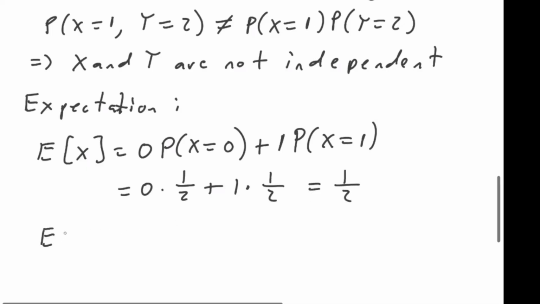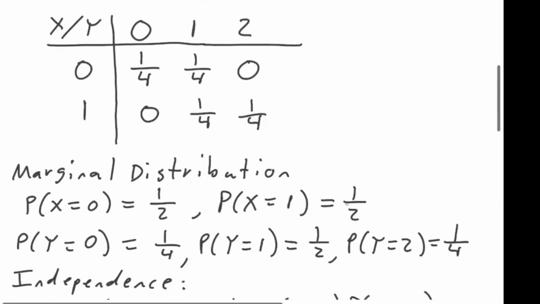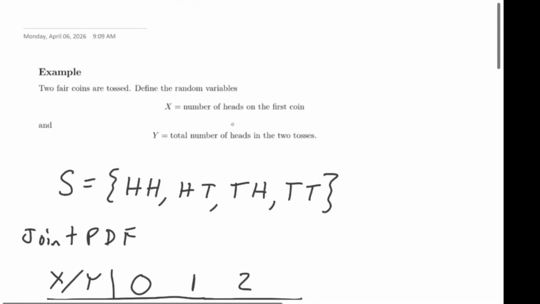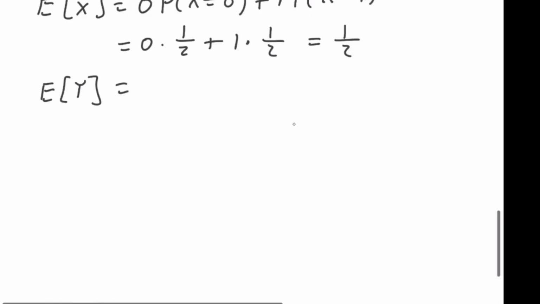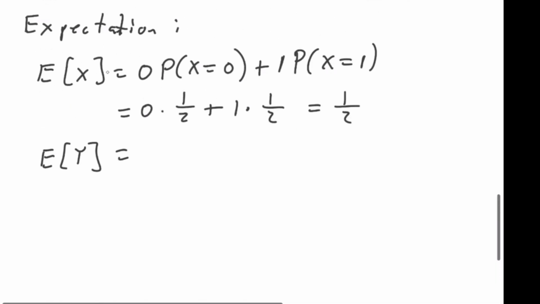And that makes sense, right? Remember, x represents the number of heads on the first coin. And you would expect that heads would come up half the time, right? So that makes sense. Now let's look at the expected value of y.